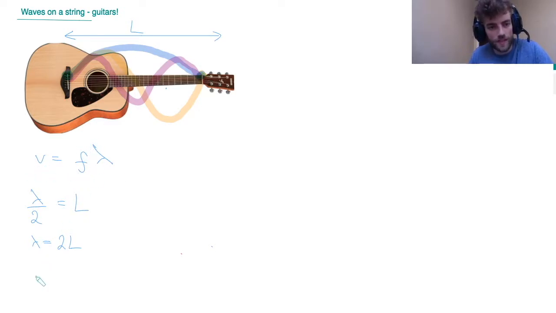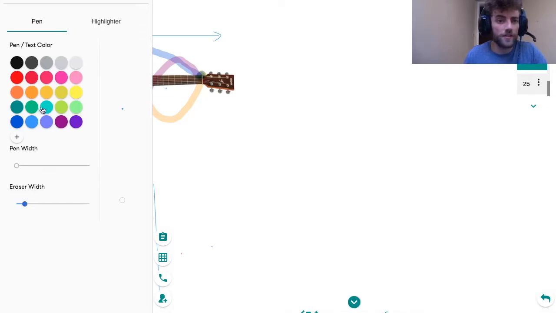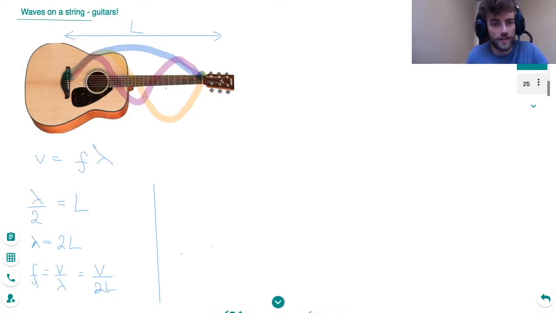I can rearrange to make f the subject, so f = v/λ. I can substitute in what I've just found, λ = 2L, so I get v/2L, and bingo, I have an expression in terms of v, the wave speed, and L, the length of the string, for the very first frequency that will fit into this guitar. And I can do an exactly analogous thing for the next wave that fits in.